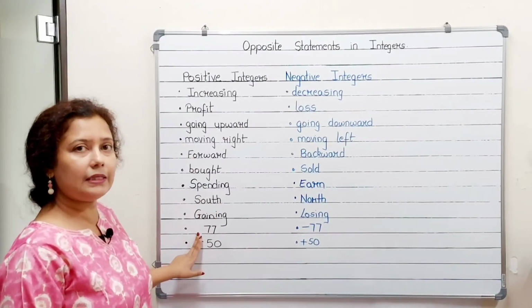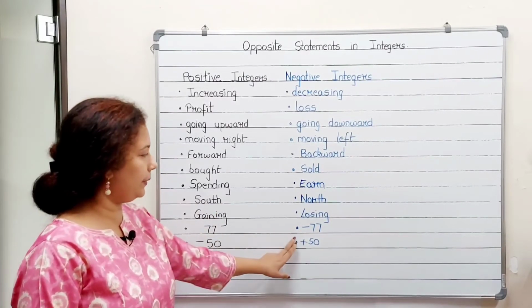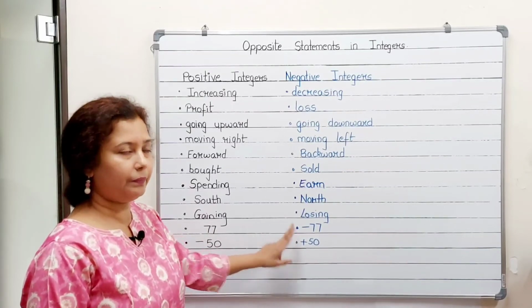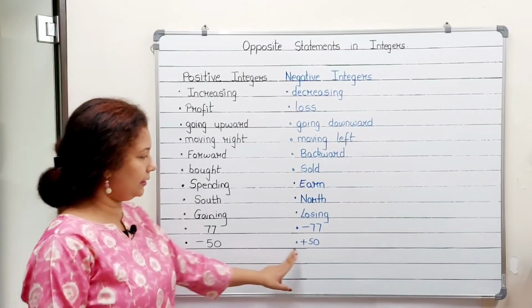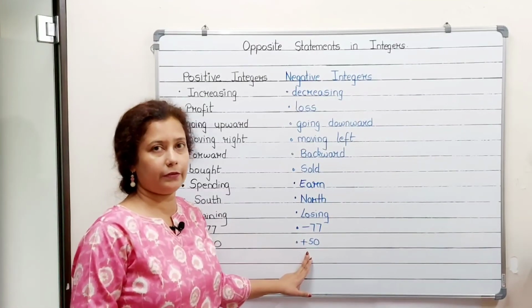If 77 is given, the opposite integer will be minus 77. If one integer is given, minus 50, the opposite integer will be positive 50.